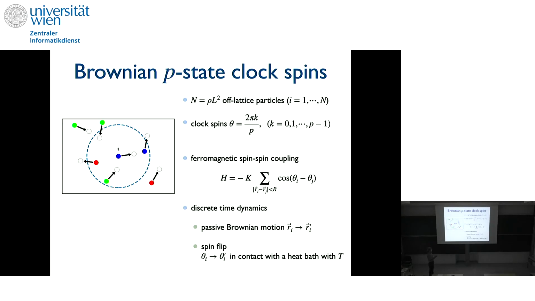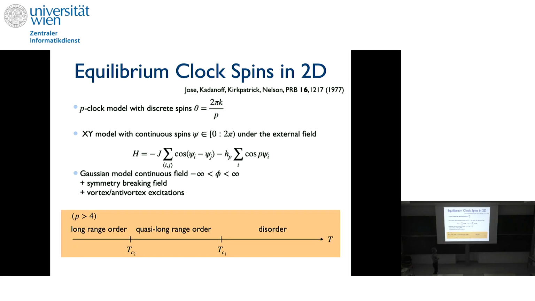Almost the same. So I just consider this clock spin, okay? And I have this model Hamiltonian instead of the clock model Hamiltonian. Everything else is the same. So actually, this clock model has some rich structure even in this equilibrium situation. The phase transition of this clock model in a two-dimensional lattice system is rather well understood in the context of renormalization group theory.